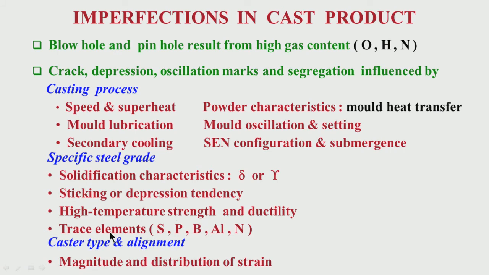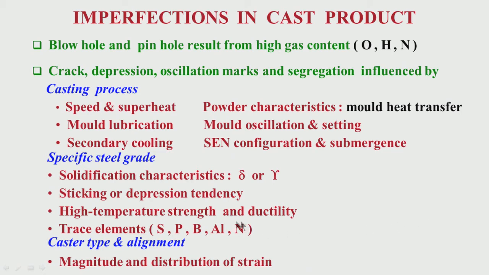Then what are the trace elements present? This is very important, I have told you, because how much of sulfur, phosphorus, boron, aluminum, nitrogen, why these are important? Because this will generate segregation. All elements will generate segregation, but these elements I will come when I discuss in detail, you will come to know why sulfur, phosphorus, boron, these are more prone to segregation, they will give more segregation, and they have problem of defects generation are more, these trace elements.